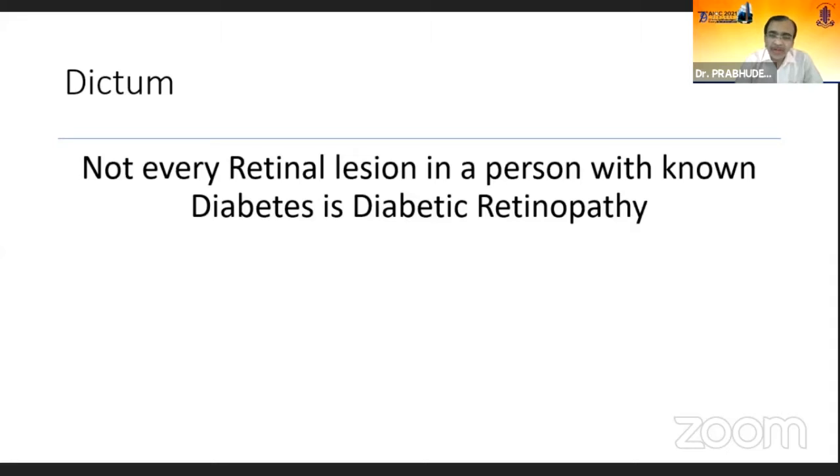And in this last talk, the first dictum I would like to highlight is that not every retinal lesion in a person with known diabetes is diabetic retinopathy. So we have to keep our mind open. Even if the patient is diabetic for years together, he may still harbor some other comorbidity and may have that effect on the retina. So I think we have to keep an open mind. The patient was with blurred vision and he is a diabetic.